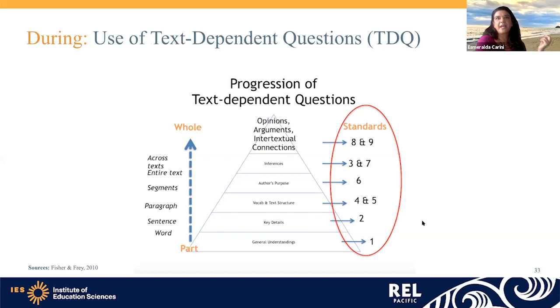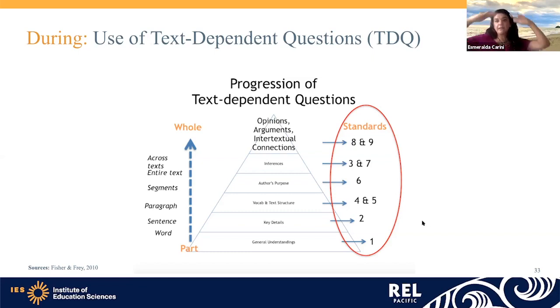But before I kind of bring that up, I want to show you sort of the progression. And this comes from Doug Fisher and Nancy Frey. And if you notice here, the levels of questioning always begins at level 1, which is sort of the general understanding and so main idea, supporting detail, right? That sounds very much like anchor standards 1, 2, and 3 of the ELA Common Core, right? So that's the what is the text saying. And then it's the vocabulary, text structure, and author's purpose. And so that's anchor standards 4, 5, and 6. And that's how does the text work, right?